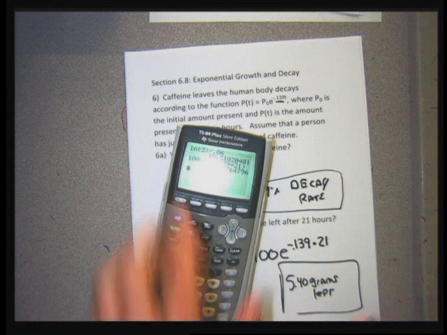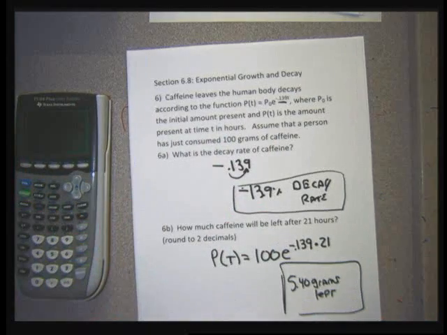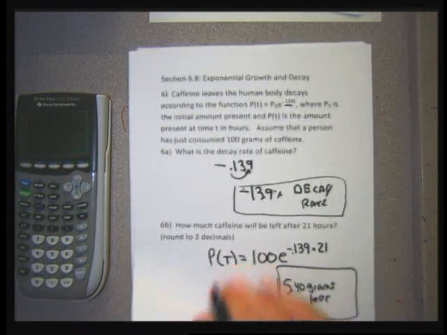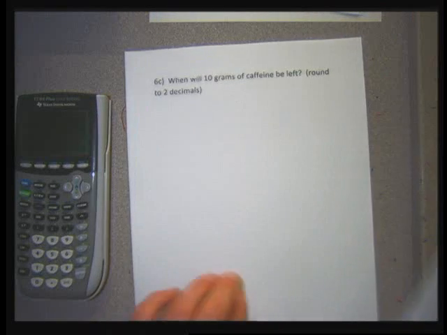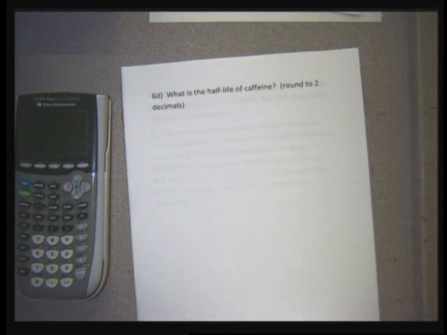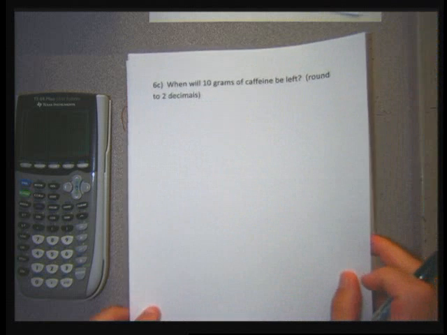After 21 hours. C is going to be the algebra part. Part C wants to know when 10 grams of caffeine will be left. And part D is tricky, but we'll get to that. Part C, when will 10 be left?